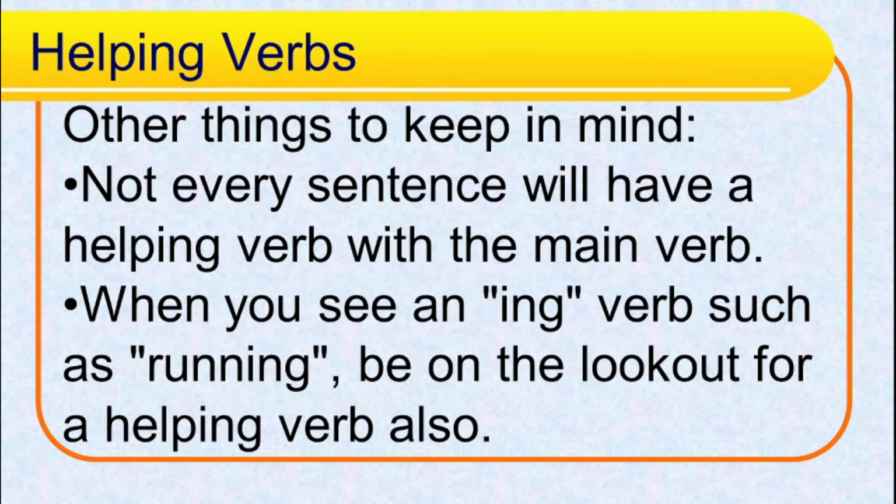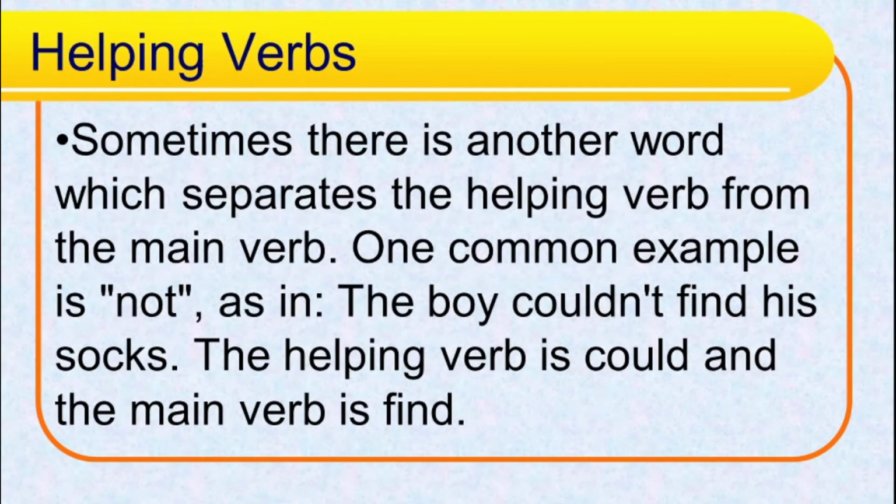Other things to keep in mind. Not every sentence will have a helping verb with the main verb. When you see an ing verb such as running, be on the lookout for a helping verb also. Sometimes there is another word which separates the helping verb from the main verb. One common example is not, as in, the boy could not find his socks. The helping verb is could, and the main verb is find.